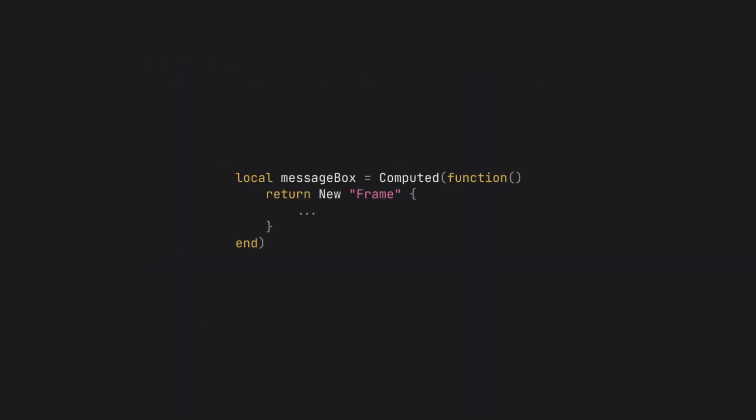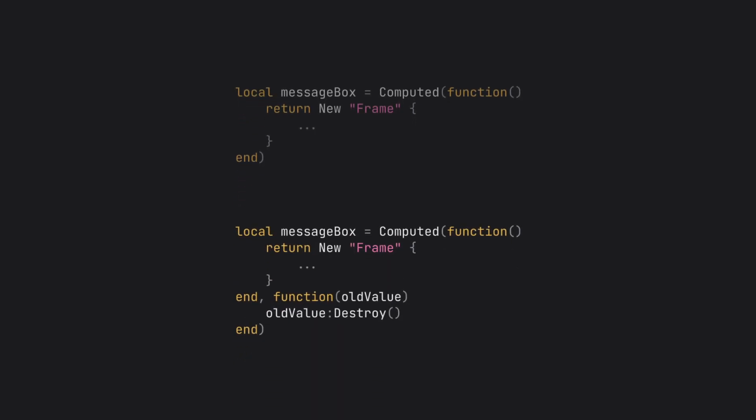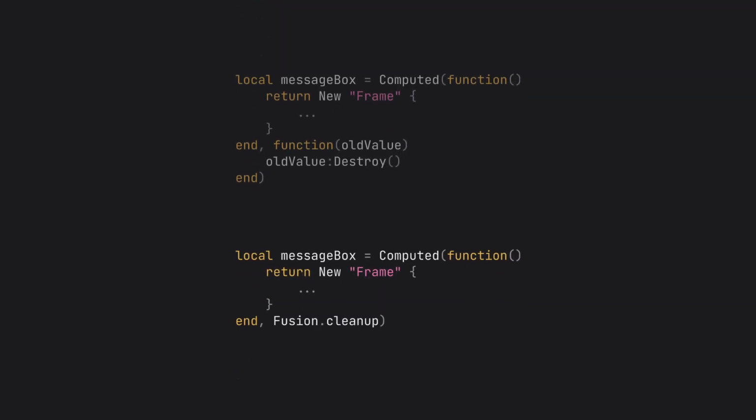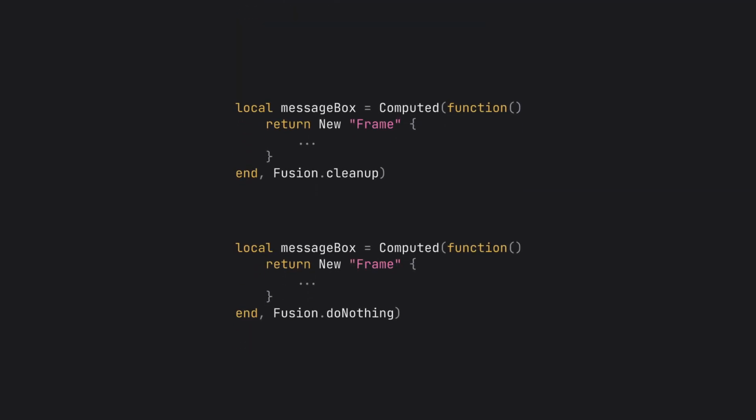Now, instances are often made inside of state objects, which can make them awkward to destroy at times. To make the experience smoother, we're adding destructors to computed, ForKeys, ForValues, and ForPairs. These let you run code when a value is no longer needed, so it's the perfect place to destroy instances or disconnect events. What's more, for convenience, Fusion provides two ready-made destructor implementations: Cleanup, which destroys your generated values for you, and DoNothing, which, you guessed it, leaves the generated values alone.